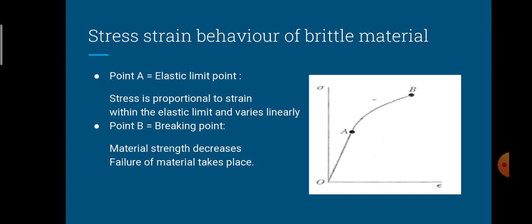So this is the stress strain behavior for a brittle material as well as ductile material. So as in case of ductile material, there are 5 distinguished points. So as in case of brittle material, there are only 2 distinguished points.